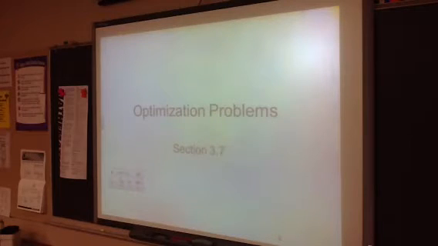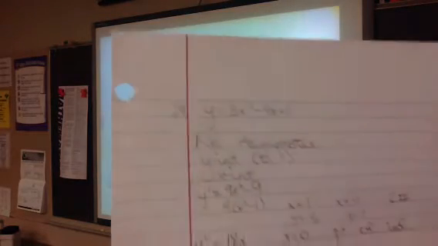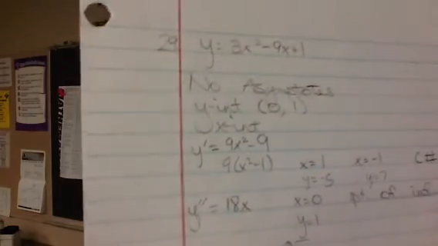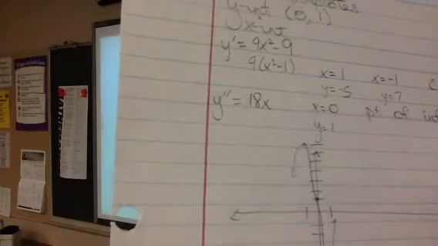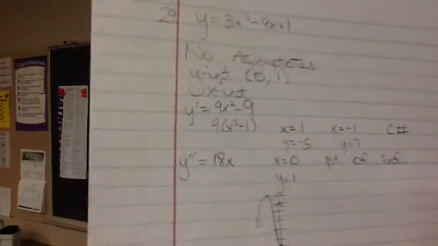Alright, there are no asymptotes on 29. Your y-intercept is (0, 1). Your x-intercept, I don't have any, it doesn't look like. But there should be one, I don't know why that's blank.